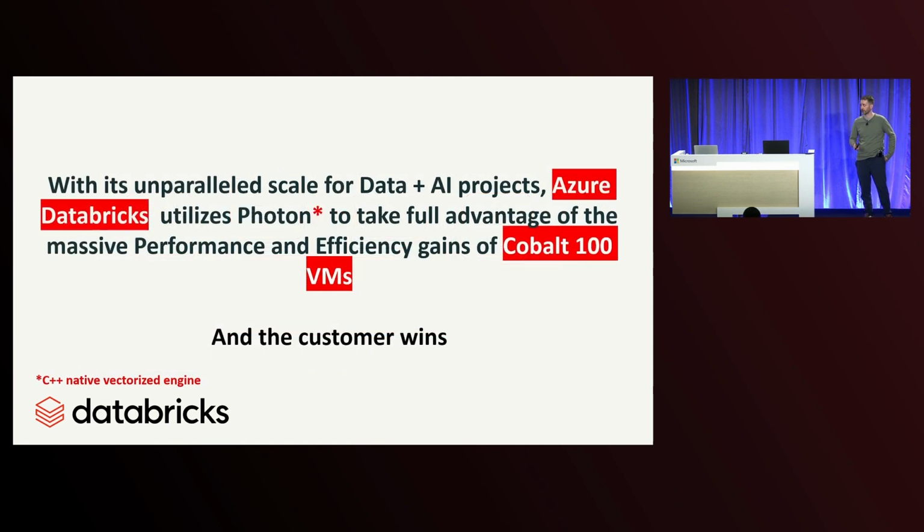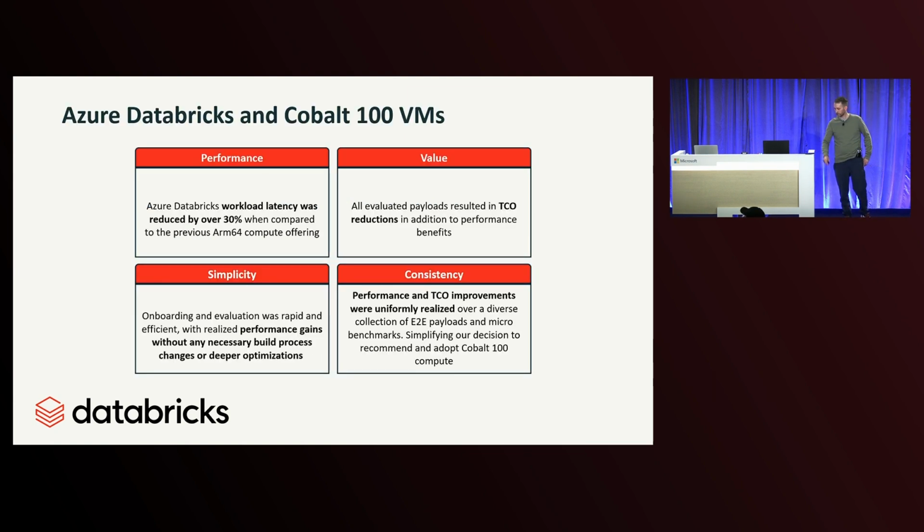And in our own internal evaluation, we've evaluated that on Azure Databricks using Photon, which is our native vectorized engine, we're able to take full advantage of both the performance and efficiency gains of the Cobalt 100 VMs. To talk a little bit about how we approach onboarding instances and what performance looks like, there are really four key dimensions we like to focus on.